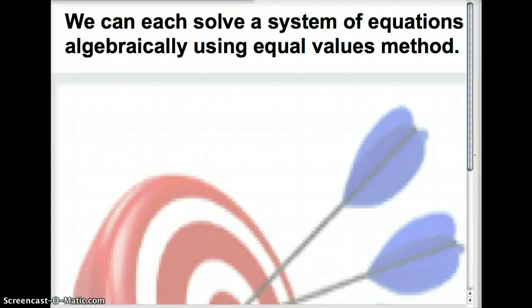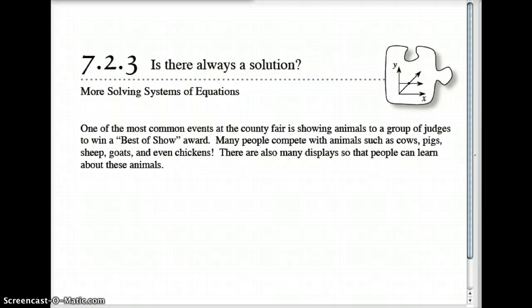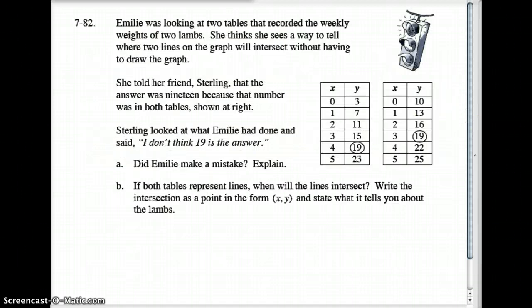It's just a quick introduction to it. The one question they do pose here, though, is there always a solution? So we're going to cover that in this one a little bit in a moment.